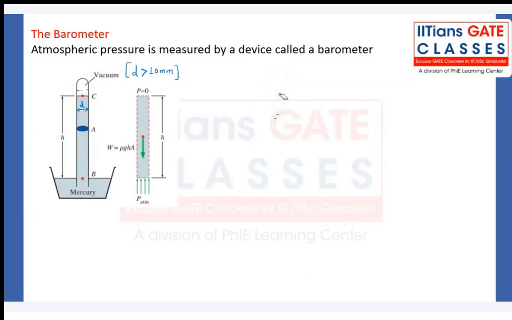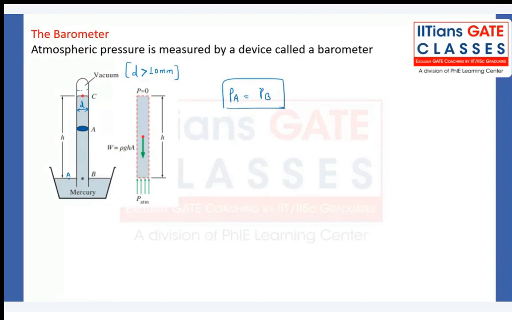Now, you know that on the surface, I'll be considering two points, A and B. Both are on the same level. The point A and point B are on the same horizontal level. Yes or no, guys? So can I say pressure at A will be equal to pressure at B? Just check it out. Can we say pressure at A equals pressure at B? We can very comfortably say that, right?